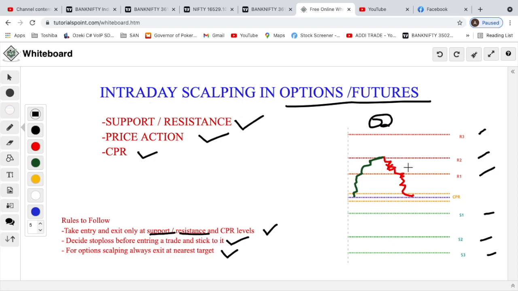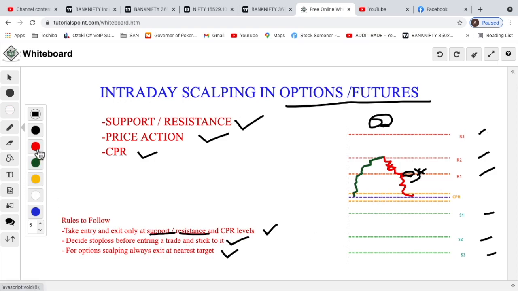Okay, and decide the stop loss. In case you short the market at R1, you decide to buy a put, or in futures you decide to sell at R1, keeping the target as CPR. In that case, your stop loss will be R1. So in case the price comes back and goes above R1, you will have to take stop loss. Do not wait thinking it might come down further.